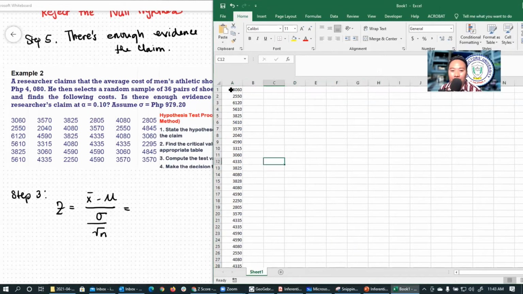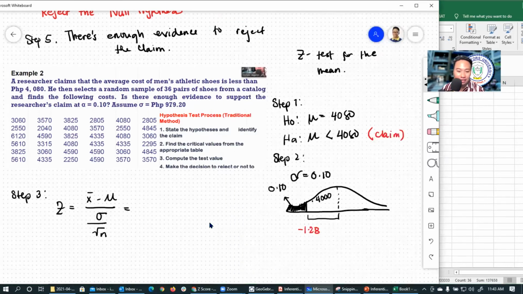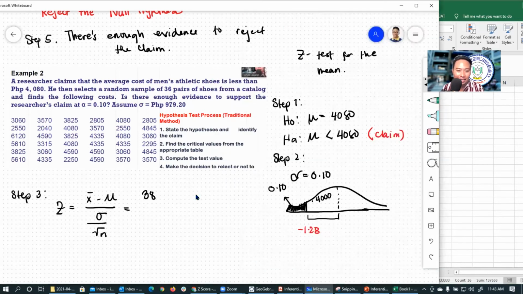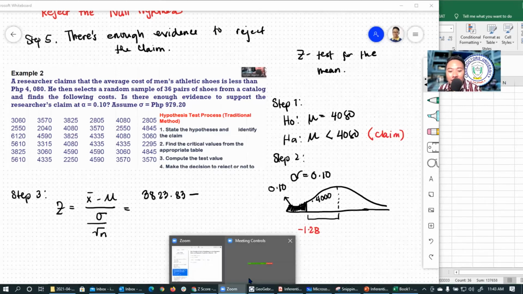Let's solve for the average. I'm just going to highlight it until the last number. The average is down here, guys, 3823.83. So the sample mean is 3823.83. And what's the population mean?